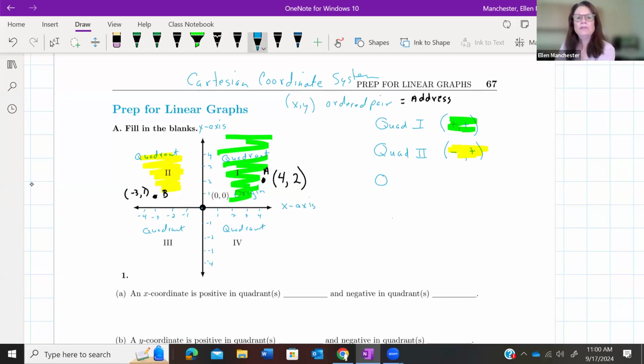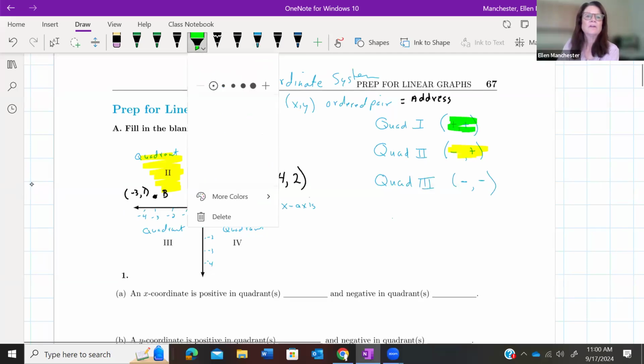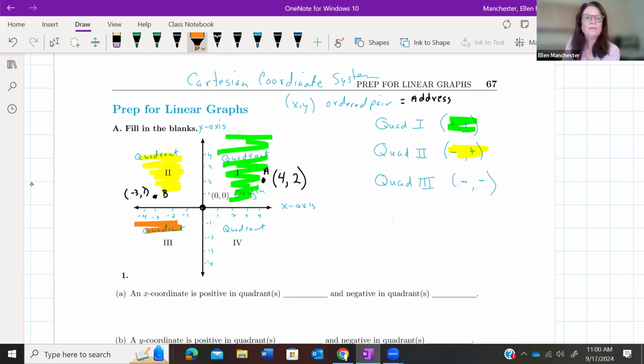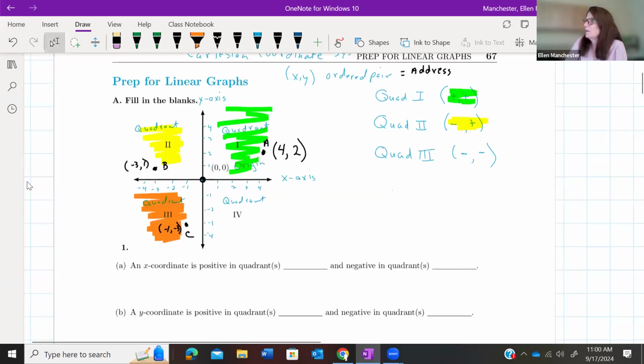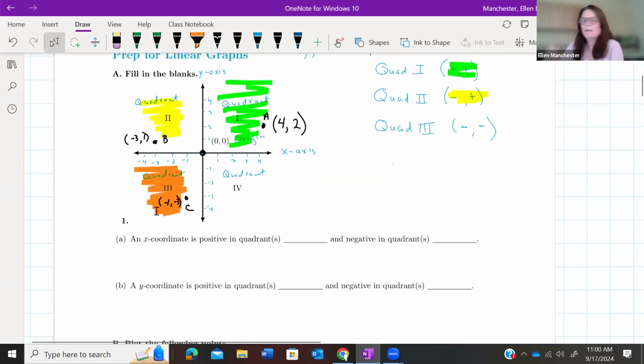All right, how about quadrant 3? Good. It's going to be a negative and a negative because you're on the negative side of the x-axis and you're going down on the negative side of the y-axis. So if you had a point right here, and we called this point C, what would C be? Okay, so -1, -3. So that's the address. When you see that, you go, okay, if they're both negative, they have to be in quadrant 3. It kind of just gives you a point of reference.